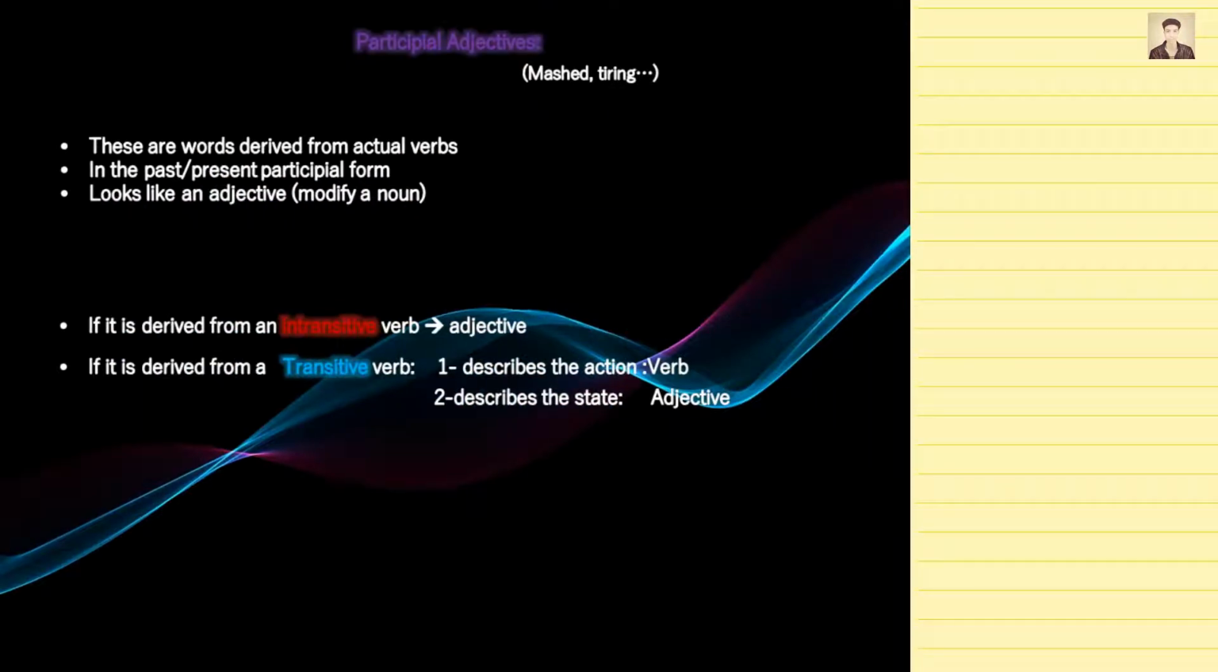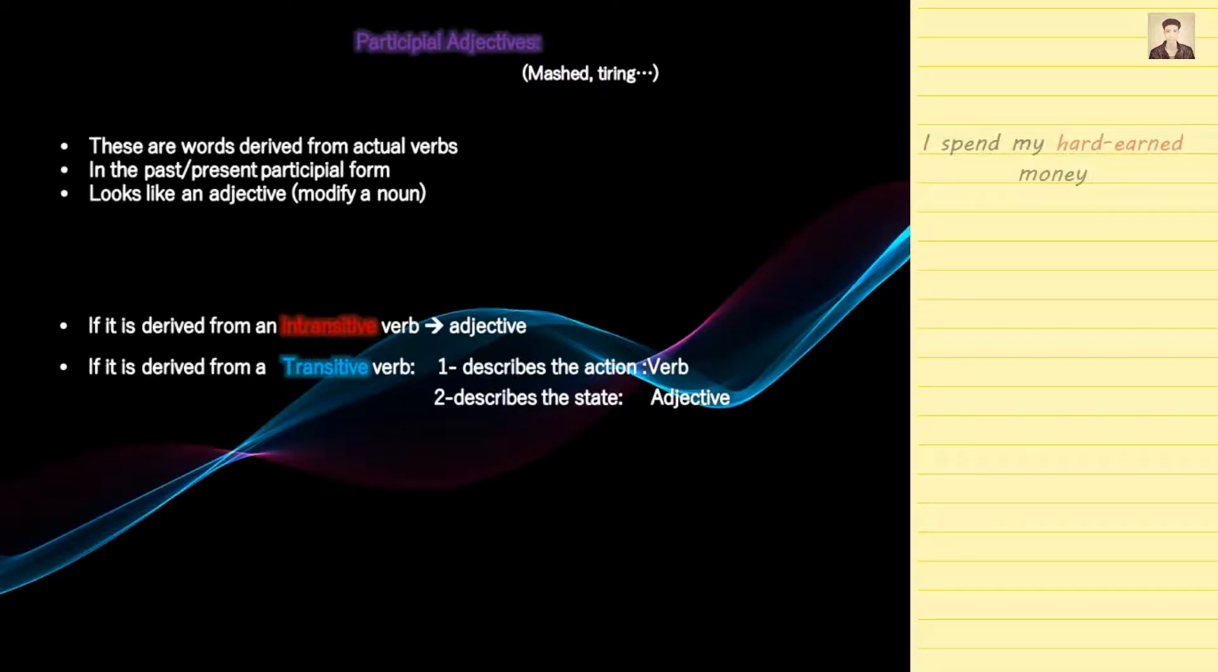Participial adjectives like mashed, tiring, etc. These are words derived from actual verbs in the past or present participial form. They look like adjectives, which means they modify a noun. So if an element is not derived from a verb, you just treat it like other simple adjectives. If it does modify a noun and respects the adjectival rules, well, it is an adjective.